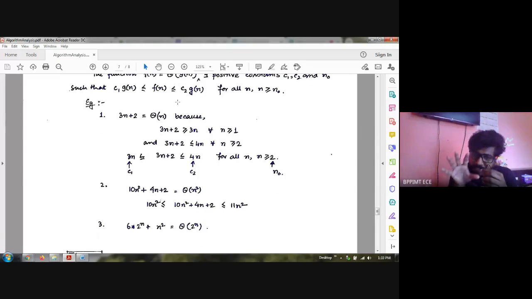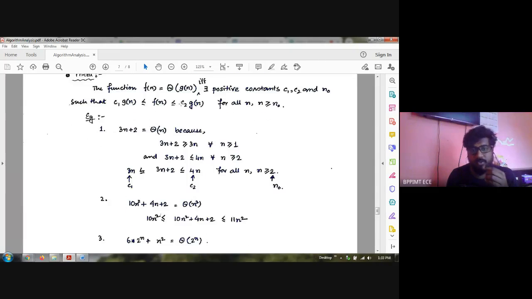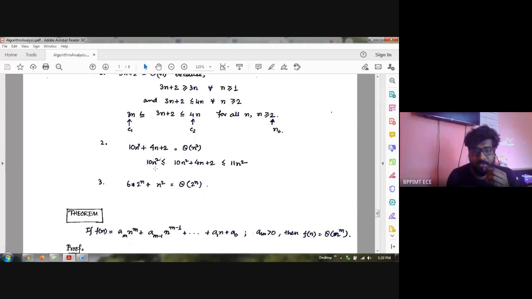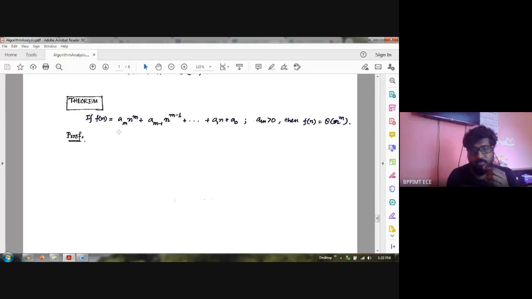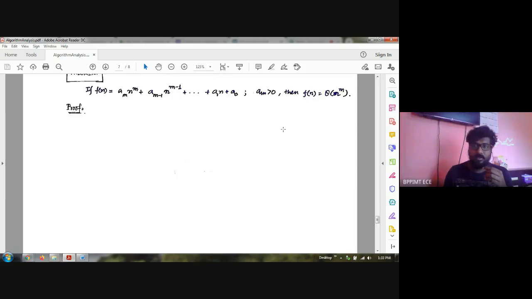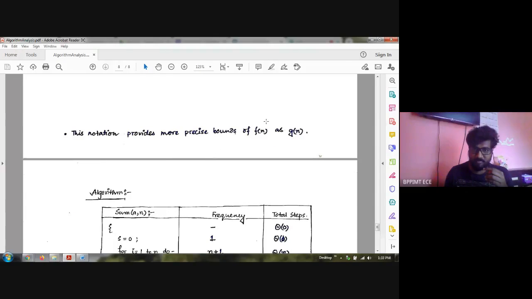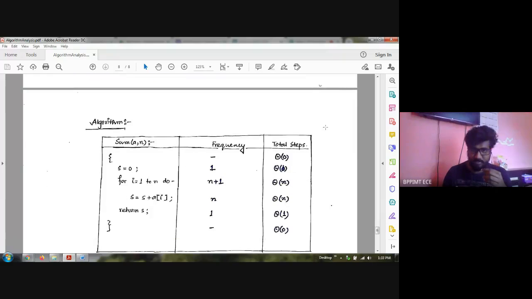This is a more precise analysis of the function f(n). We have both an upper bound and a lower bound in the case of theta notation. You may try the same with other examples, the quadratic and the exponential. And also you can go for proving the theorem. So this notation provides us more precise bounds for f(n) as g(n).